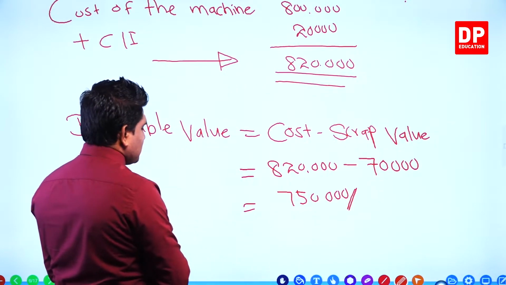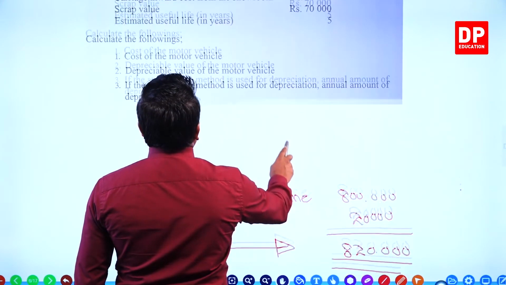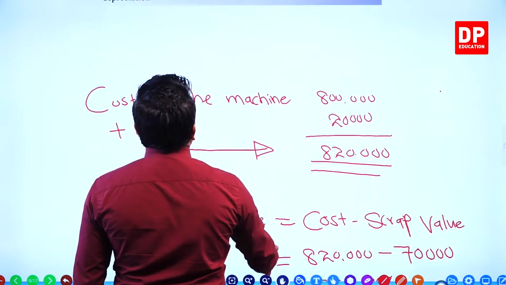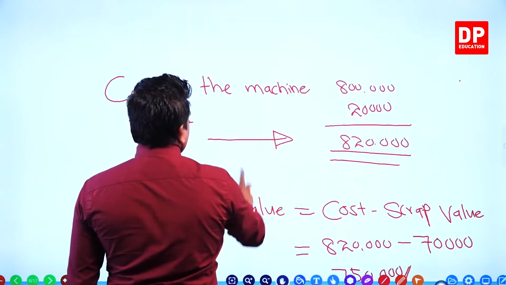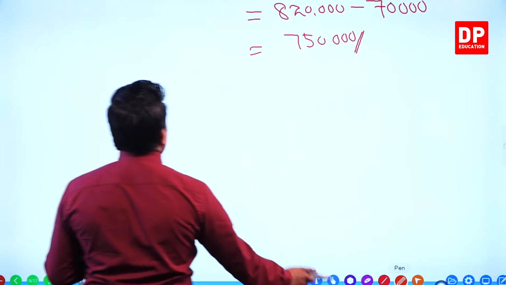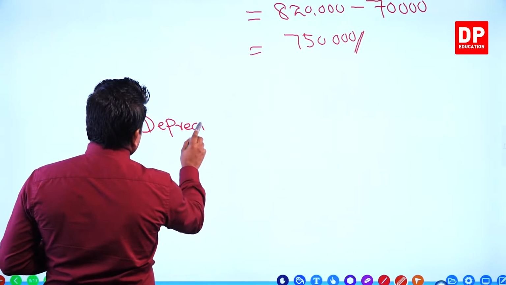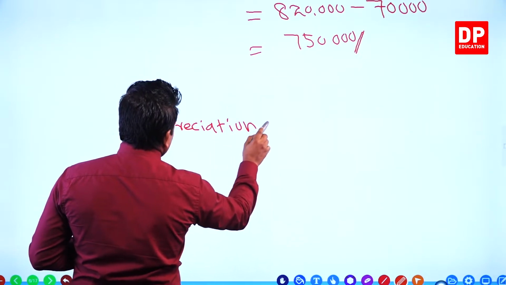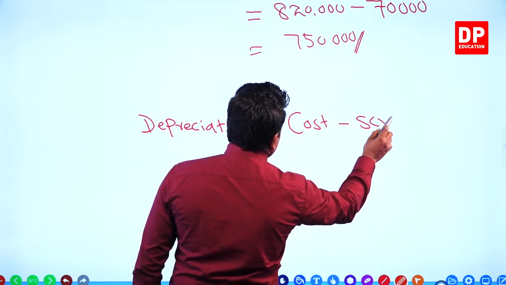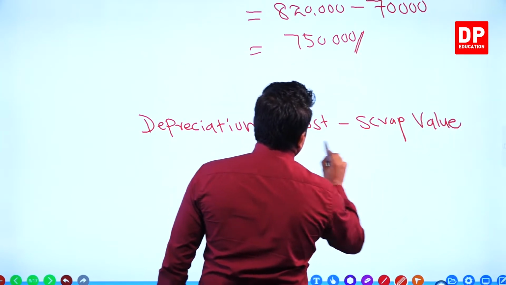Now the third one they ask: if the straight line method is used for depreciation, what is the annual amount of depreciation? Lifetime is given as 5 years. They just ask for the annual depreciation. You know the method now. Depreciation equals cost minus scrap value, divided by lifetime.